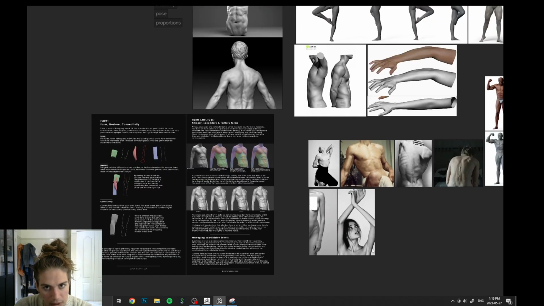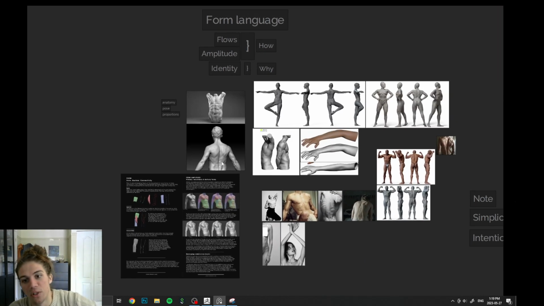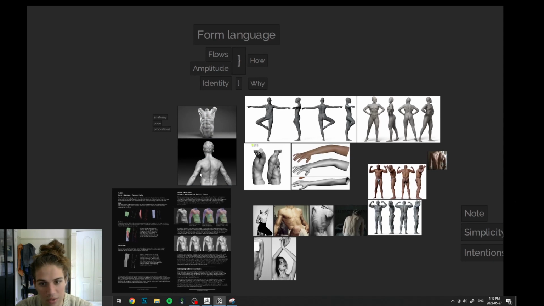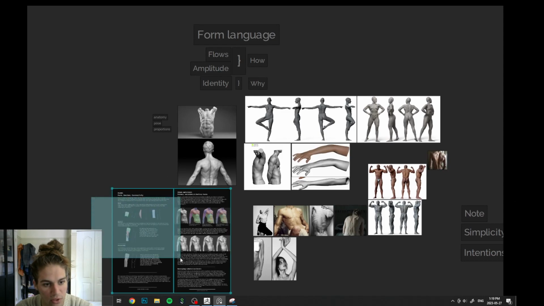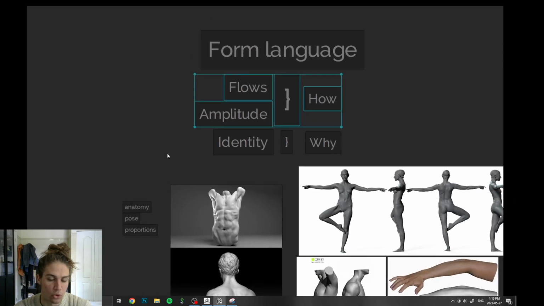So maybe I can go and look at old work and try to see what we could improve from it in terms of flow, and oh no, let's go through identity first. So flows and amplitudes are really the tools you use to make up your form.